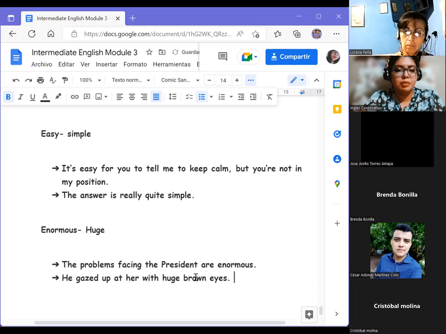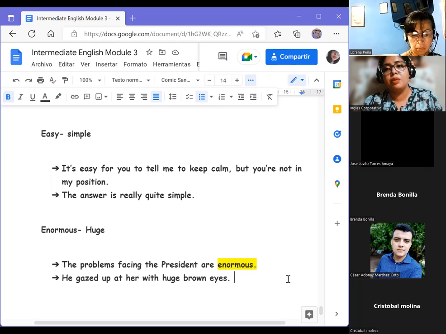Teacher, I have a question. If you say the problems facing the president are huge, is it a mistake? No, it is correct. You can use both. In this case, we are saying that we have a synonym. So if you are not going to use enormous or you are not going to use huge, you can use big. You can use another synonym that you have for that word. So in that case, it is not a mistake. You can use a different word for that expression. So that's okay if you use another word for that sentence.